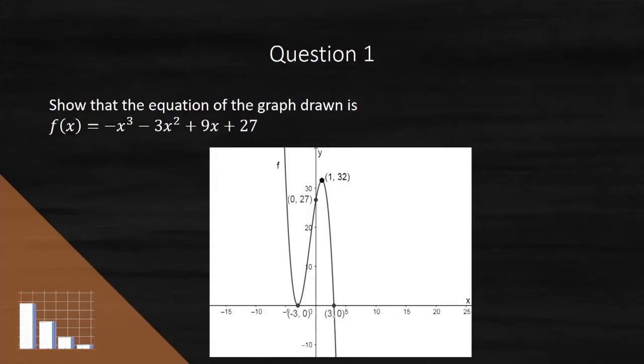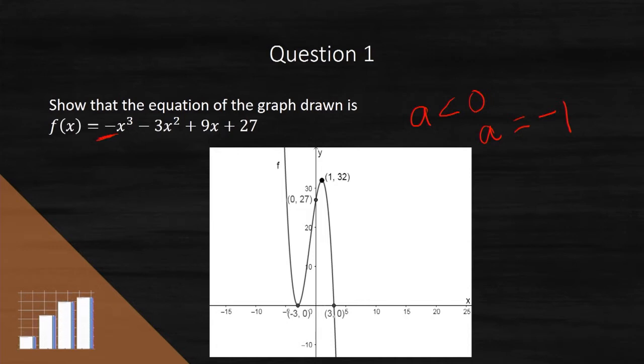So in this question, we are given a graph that's drawn, as you can see, and we are asked to show that the equation of the graph is given by f of x is equal to negative x cubed minus 3x squared plus 9x plus 27. So we can see straight away that we are asked to show that a is less than 0 firstly, but in fact a is equal to negative 1. Okay, a being the coefficient of x cubed.